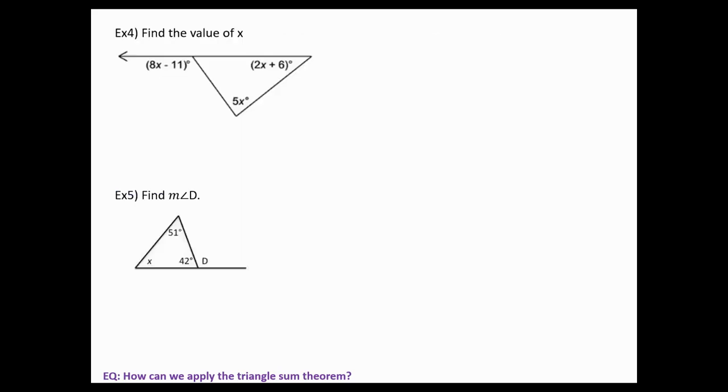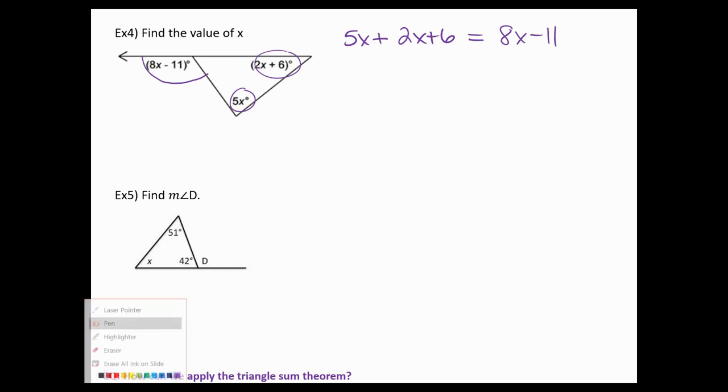Let's go forward. Let's see how we can make it harder. Of course. Oh no, they took the numbers away and now we have algebra. But we're going to do the same basic idea. We know the far away interior angles. When I add those up, I'm going to say 5x plus 2x plus 6. Those are my two inside angles. They're going to equal the outside exterior angle, which is 8x minus 11. And just to clarify one more time, one inside remote angle plus the other inside remote angle equals the outside angle.